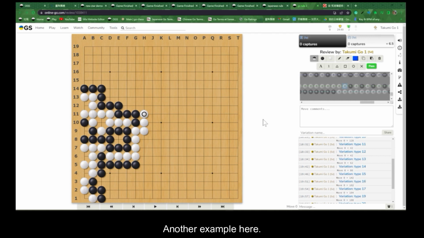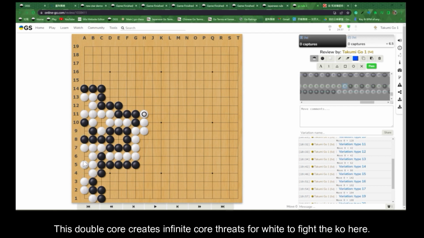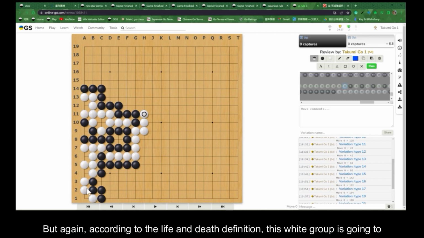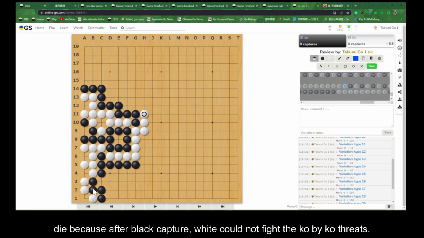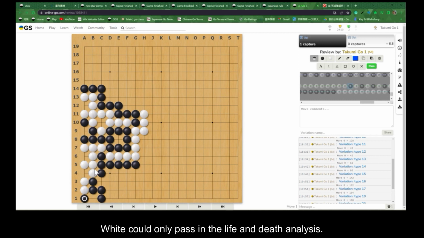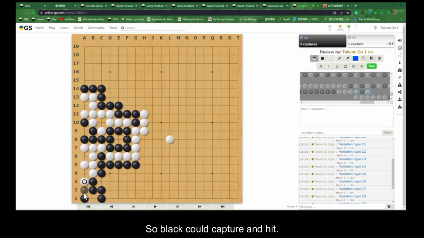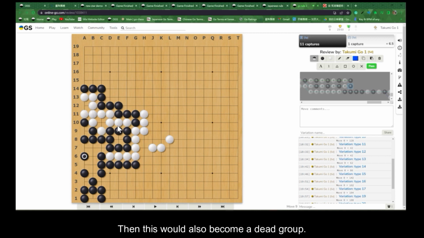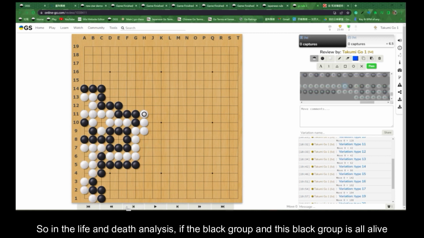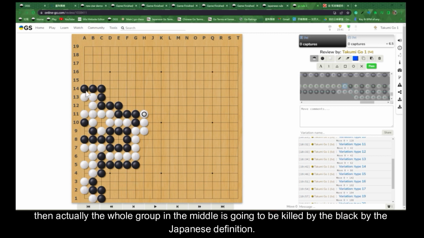Okay, another example here. There is a double ko here, and this double ko creates infinite ko threats for white to fight the ko here. But again, according to the life and death definition, this white group is going to die. Because after black captures, white could not fight the ko by ko threat. White could only pass in the life and death analysis. So black could capture, and hit. Black could capture. Again, white could not fight the ko. White could only pass. Then black could capture this. Then this would also become a dead group. So indeed, in the life and death analysis, if this black group and this black group are all alive, then actually the whole group in the middle is going to be killed by black, by the Japanese definition.